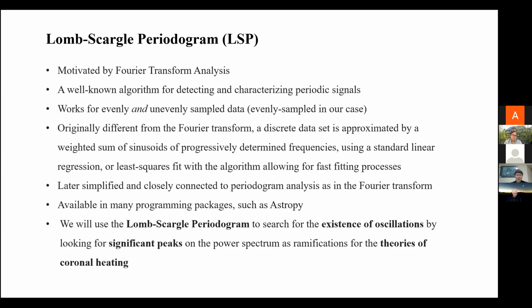of the Fourier transform, and it involves discrete data sets being approximated by weighted sums of progressively determined frequencies, and we're actually using concepts of standard linear regression or least squares in order to fit. So this was later simplified and connected to periodogram analysis as in the Fourier transform. What's great about the LSP is that it's available in many programming packages, such as AstroPy, which we can implement in Python. So we will use the LSP to search for the existence of oscillations by looking for significant peaks on the power spectrum as ramifications of the theories of coronal heating.